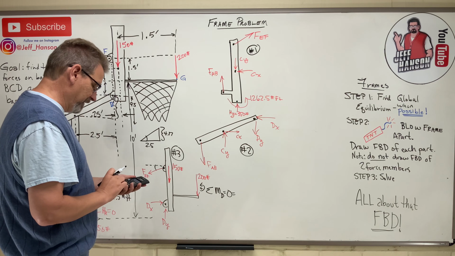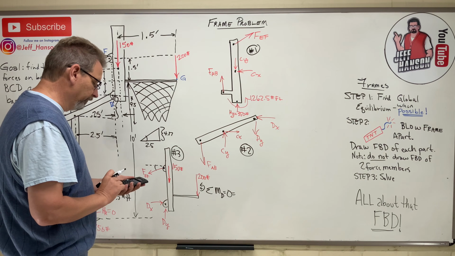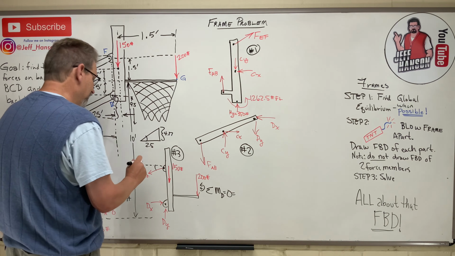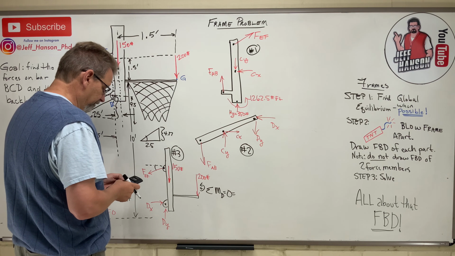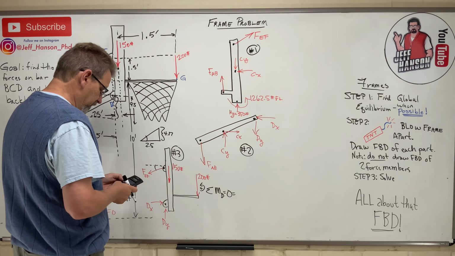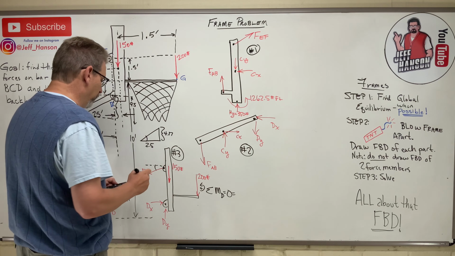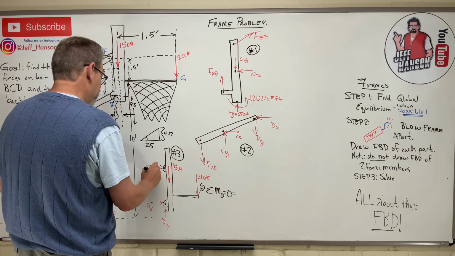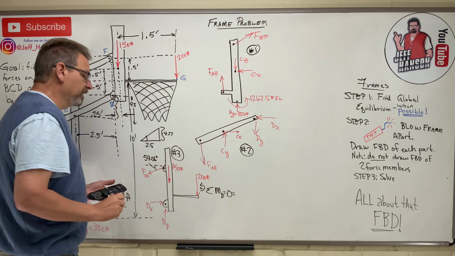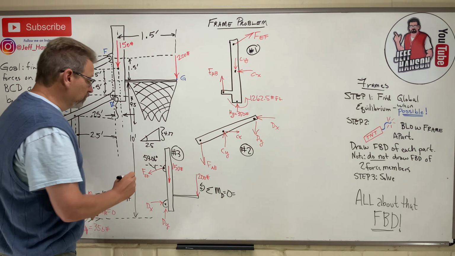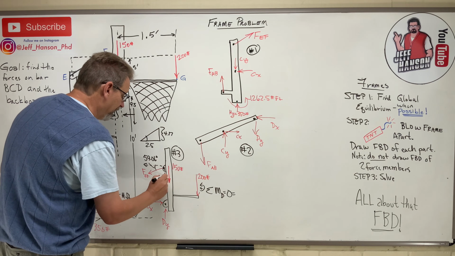4.17 divided by 2.5 equals 1.668, and then inverse tan of that is 59.06 degrees. All right, so here we go. This guy has two components. He's got one there, and he's got one there.